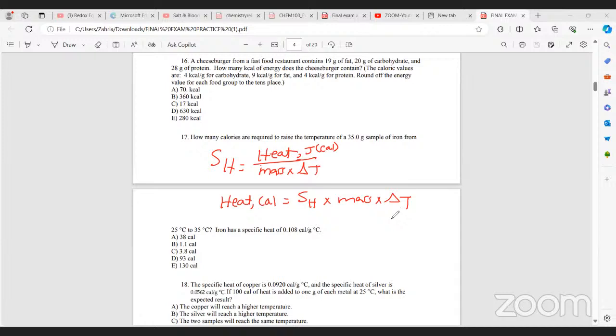You don't need to turn the temperature to Kelvin, no. All you're going to do is plug in the specific heat number right here, which is 0.108 calories per gram degrees Celsius, times the mass that they gave us here, which was 35.0 grams.